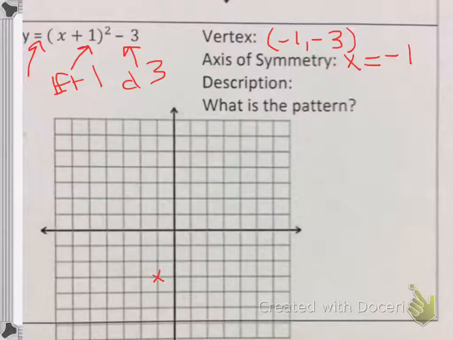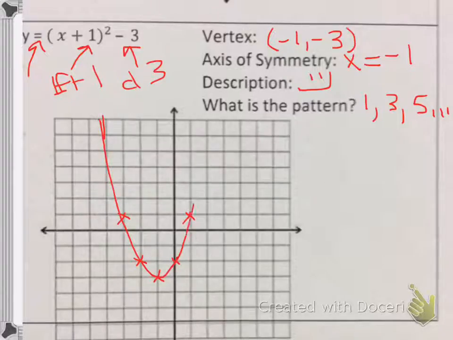Because out front is positive, I know it's going to be a smiley face. And because there was no number out in front, I know the pattern change is not happening. It's just going to be 1, 3, 5 still. Okay, so I'm going to go over 1, up 1. Over 1, up 3. And then over 1, up 5 if I wanted to go one more time. And then I'm just going to draw my graph through those ordered pairs. Okay, great job on that, you guys.